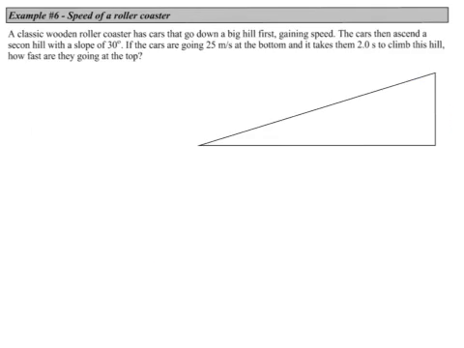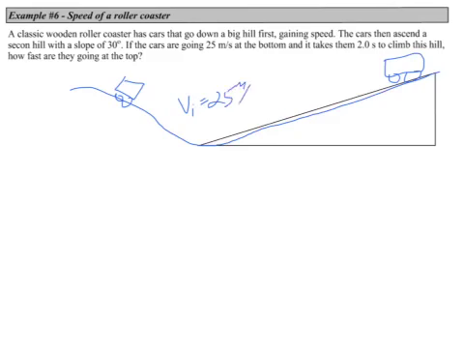All right, so let's look at a condition where our expression for acceleration on a ramp would be negative. Here we've got a classic wooden roller coaster. It has cars that go first down a big hill and then up this hill. So our cars come down this way and then up here. The cars are going 25 meters per second at the bottom of the ramp, so our initial velocity is 25 meters per second. And it takes them 2 seconds to climb that hill. How fast are they going at the top?